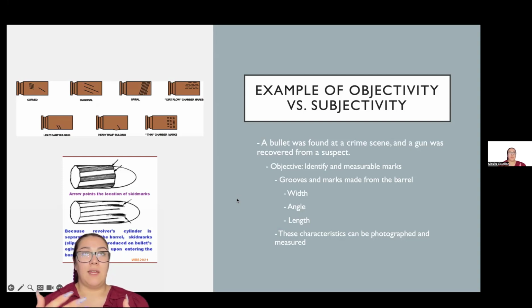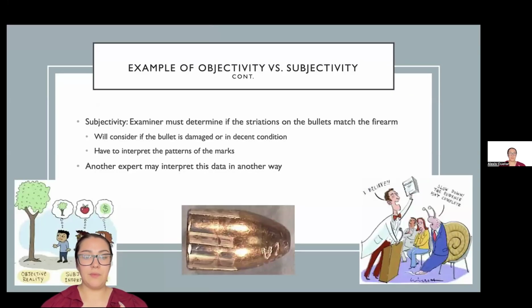Now, the forensic expert would analyze the bullet and measure the marks using the width, maybe the angle of these marks, and the length, how long the marks are, to match it to the gun found on the suspect to see if it's a match. Now, these characteristics that are going to be identified and measured can be documented by photos. As we know, that's what we should be doing.